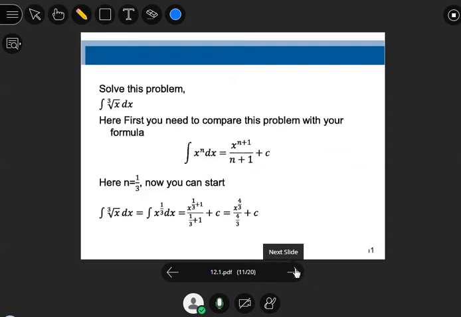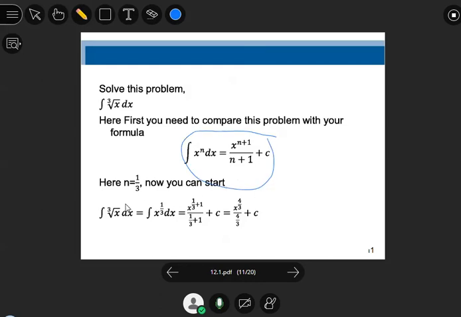This is the basic level. Now let's move to our second problem. You need to solve this one. The cubic root of x is our function, and you need to integrate it with respect to x. Here, first you need to compare this problem with your formula. This is the formula.